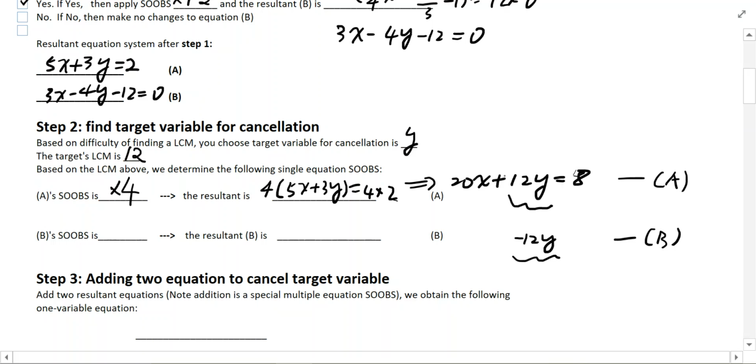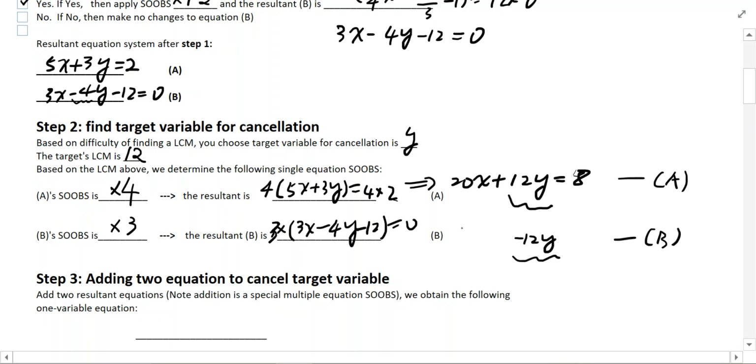So how to make the coefficient in front of y into 12? So we basically times by what? Because it's minus 4 here, right? Minus 4 here. We just times 3, right? So the resultant one is 3 times 3x minus 4y minus 12 equals 0, right?